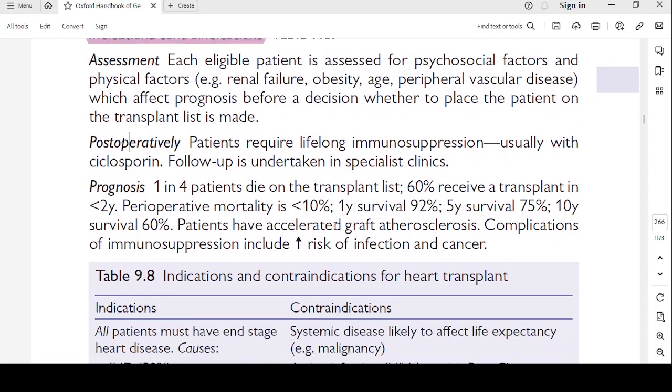Prognosis. 1 in 4 patients die on the transplant list. 60% receive a transplant in less than 2 years. Perioperative mortality is less than 10%. 1 year survival is 92%, 5 year survival is 75%, 10 year survival is 60%. Patients have accelerated graft atherosclerosis. Complications of immunosuppression include increased risk of infection and cancer.